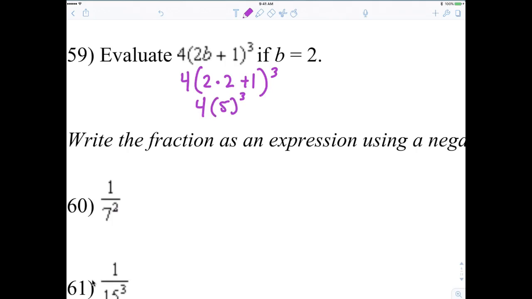Now, at some point, we've been doing the exponents long enough. Everybody here should be able to quickly say 5 cubed or 5 to the 3rd power is what? 125, right? Because 5 times 5 is 25, and then you have 5 quarters. So then it's 4 times 125, and 4 times 100 is 400. 4 times 25 is another 100. So altogether, we're looking at what? 500.